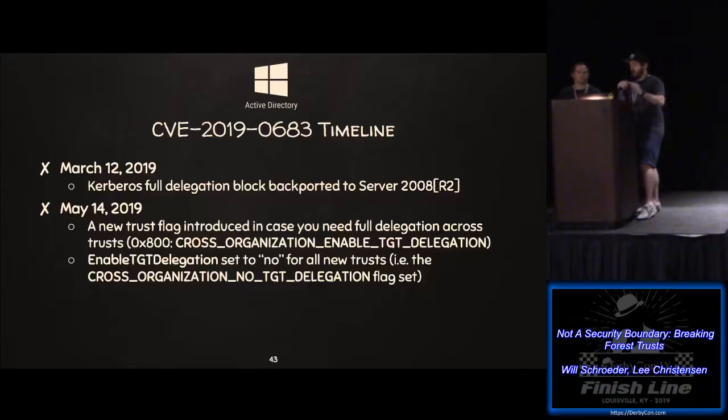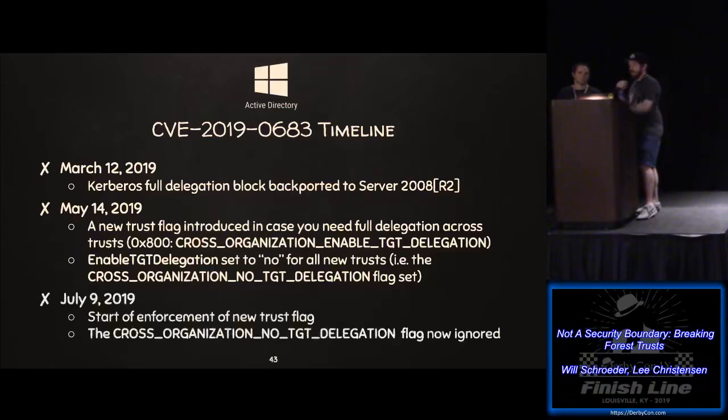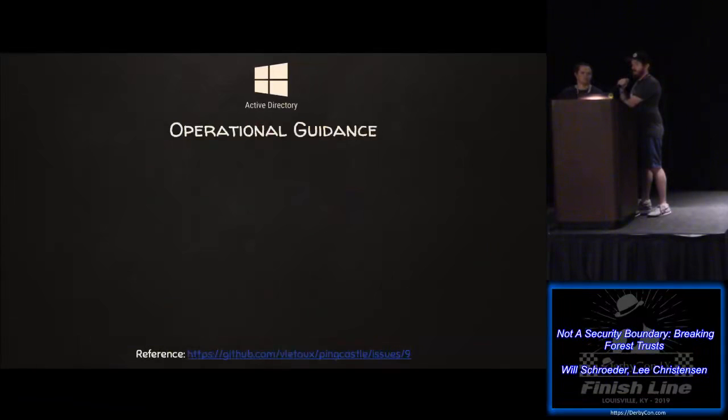This was the opt-in period, where if you still wanted to preserve this behavior, you could flip this. They also, for any new trust, turned the old flag on by default. So cross-organization, no TGT delegation. So they let you opt in, and then they disabled the behavior by default. Then the big step is in July of 2019, they started enforcement of the new trust flag, and they're completely ignoring the old opt-in one.